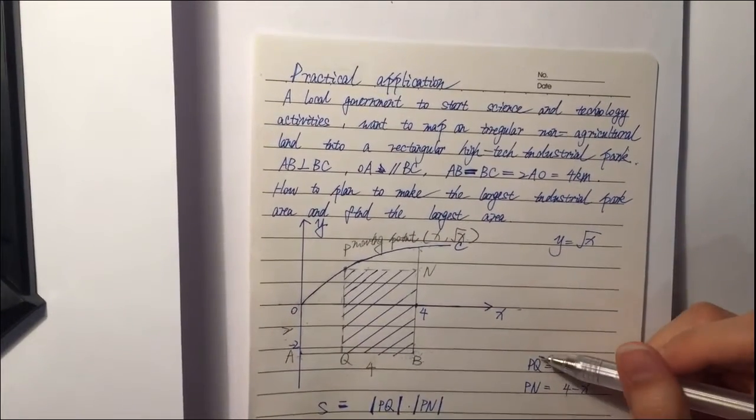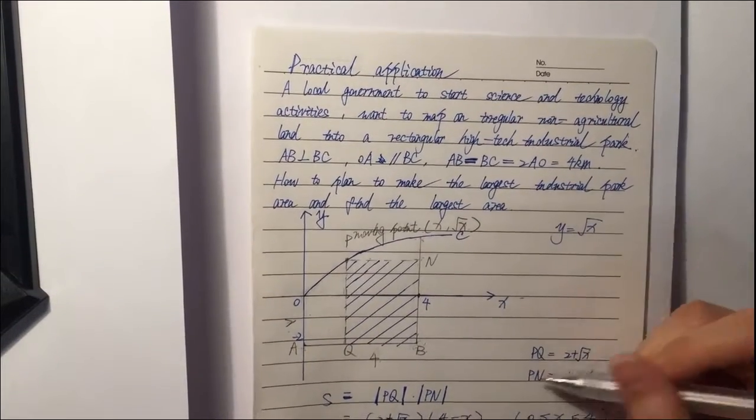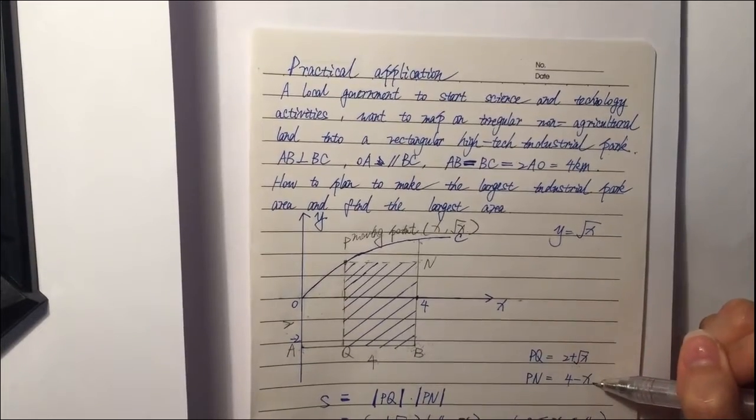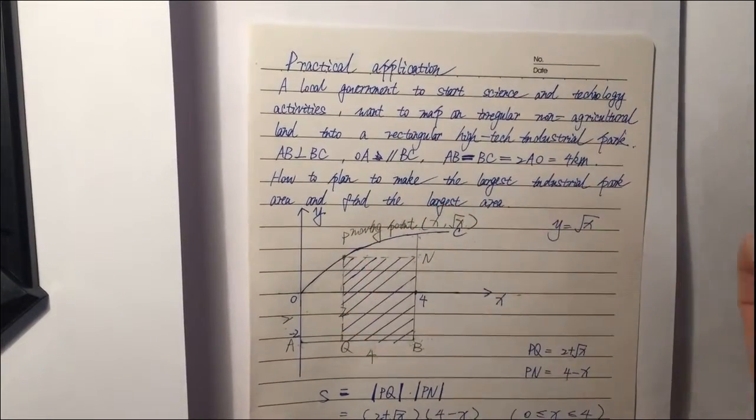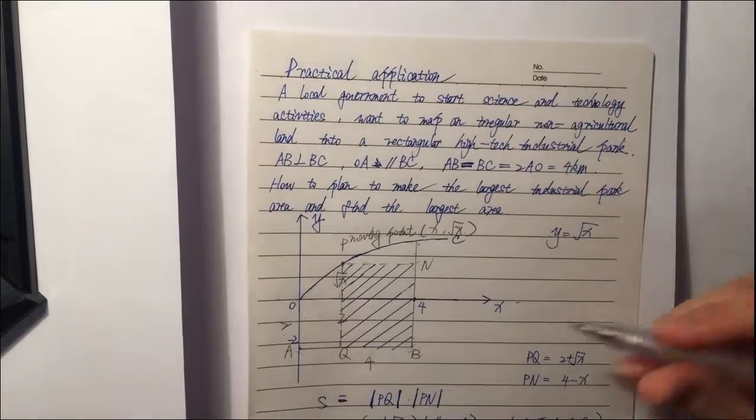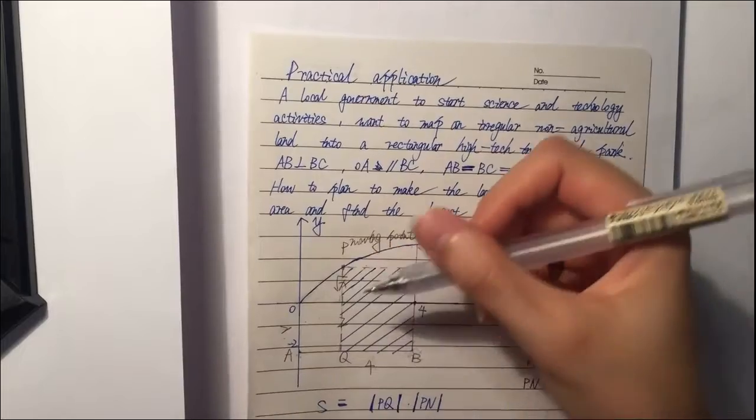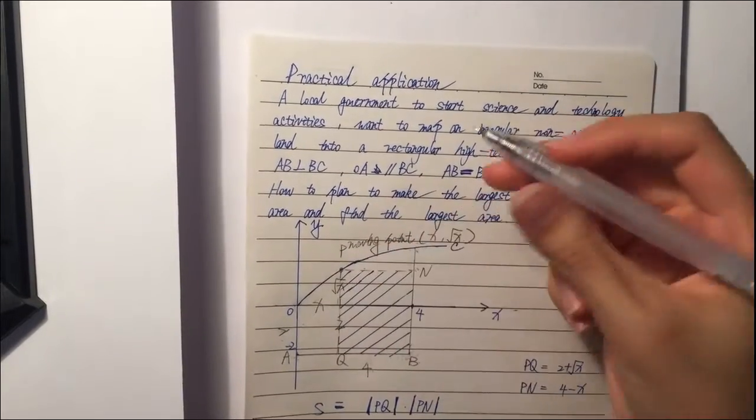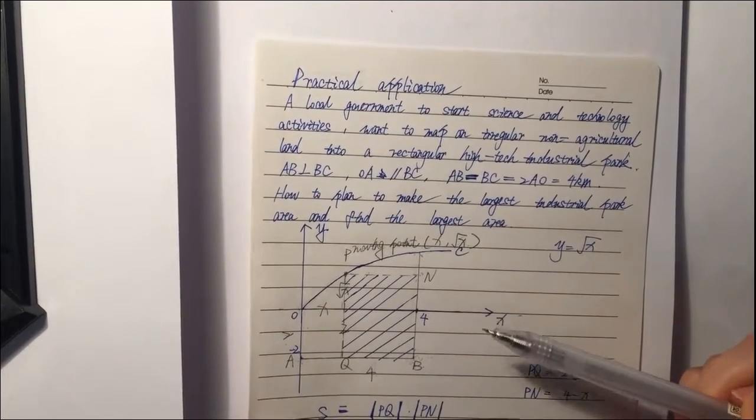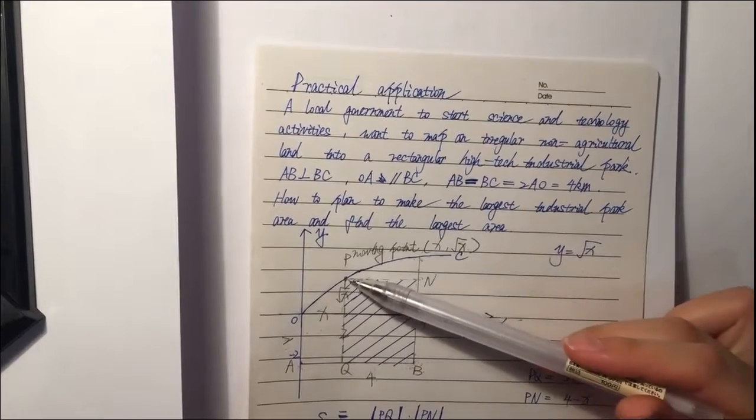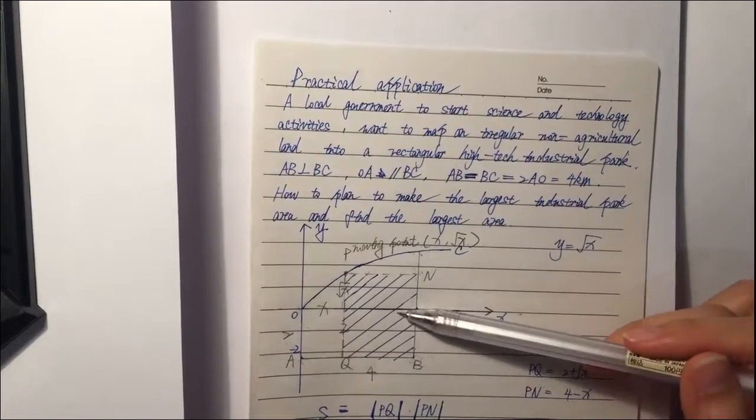So we could get that PQ equals 2 plus root x, and PN equals 4 minus x. Here PQ has the part equal to 2 and the part equal to root x, and here is PN, equal to 4 minus x. The government wants to find the largest industry park area, which is PQBN. So how could we get the largest area here?